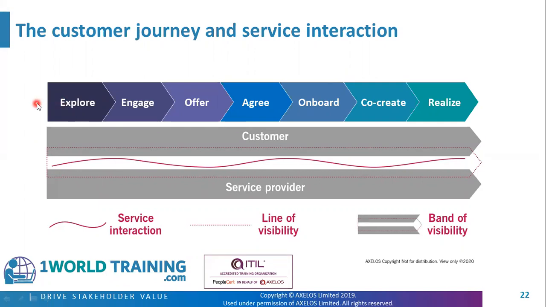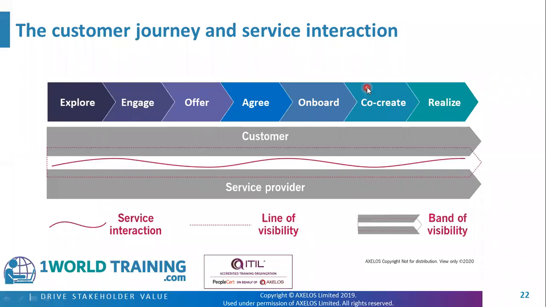Firstly, here are the 7 steps of the customer journey, beginning with the step explore, followed by engage, offer, agree, onboard, co-create, and realize. We see the interaction between the customer and the service provider. This is the service interaction curve. Whereas we see the dotted lines on this side as well as the customer side, this is the line of visibility, meaning the service provider is not able to see the customer beyond this line. And similarly, the customer is not able to see the service provider beyond this line. Therefore, between them, they create a band of visibility.